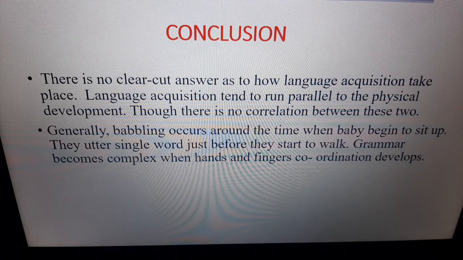Generally, babbling occurs around the time when a baby begins to sit up. They utter a single word just before they start to walk. Grammar becomes complex when hand and finger coordination develops.